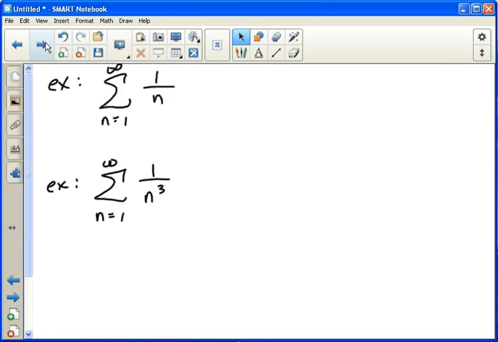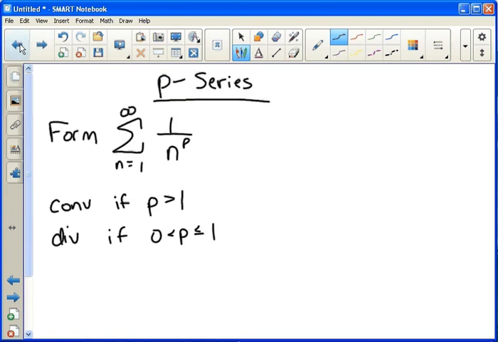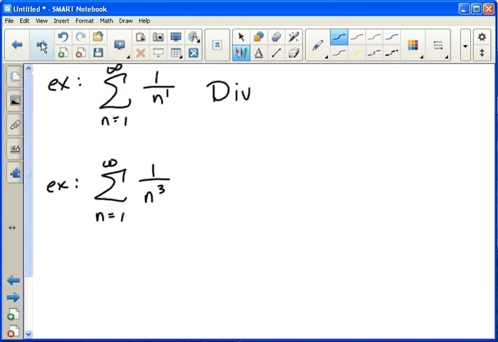So 2 quick and simple examples. All you have to do is look at the power. Well, right here there's an understood 1. Since the power is equal to 1, we look back. Equal to 1 implies that it diverges. That easy. Okay, number 2, we have 1 over n cubed. Since the power is greater than 1, it converges.